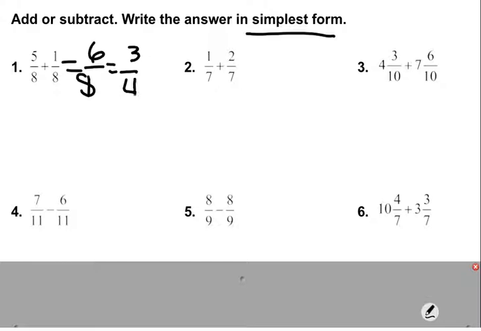All right. What about number 2? 1/7 plus 2/7. Emmy? You get 3/7, and it is simplified. Okay, did we trick you when we added a mixed number? Does that affect the way that you do it?